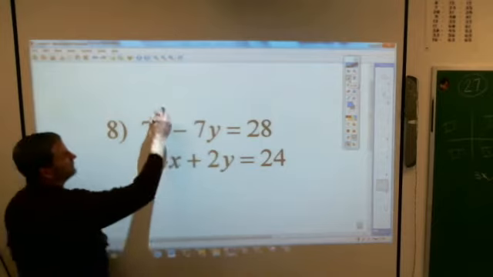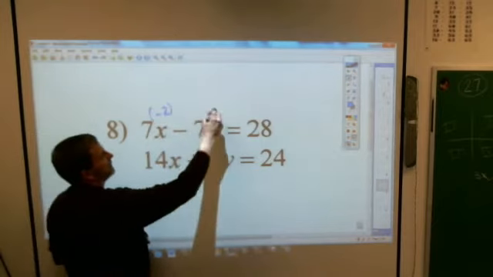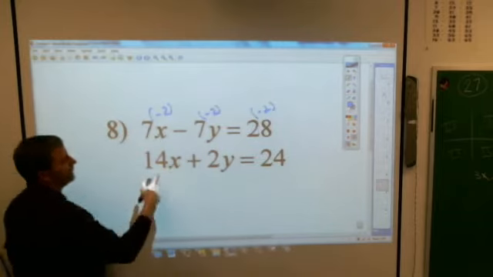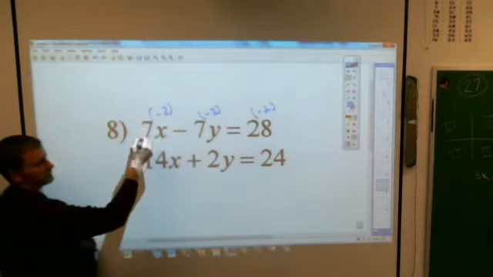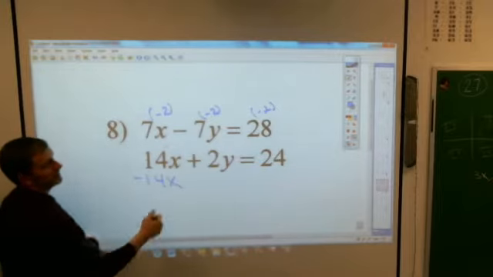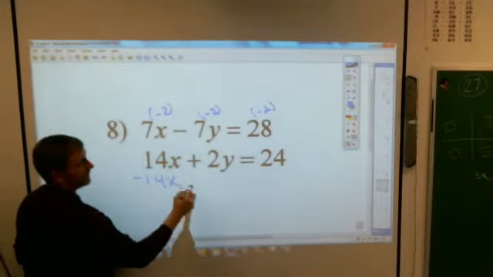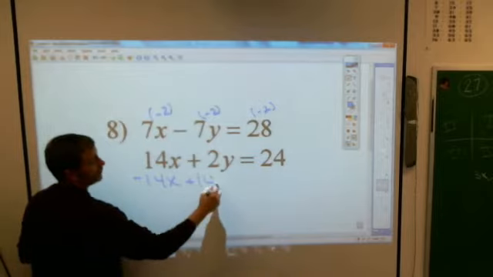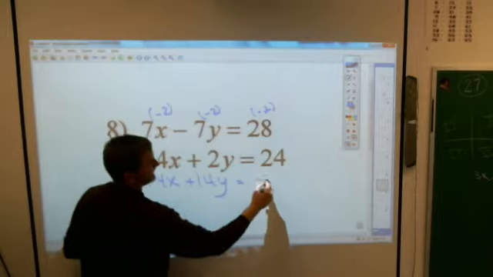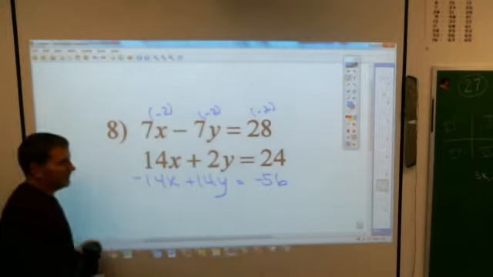-2. So here's the deal. -2, -2. I, by the way, am going to multiply and rewrite them down here, so how's that? What is -2 times 7x? -14x. What is -2 times a -7y? Positive 14y. And what is -2 times 28? -56. Stop me there if that didn't make any sense.